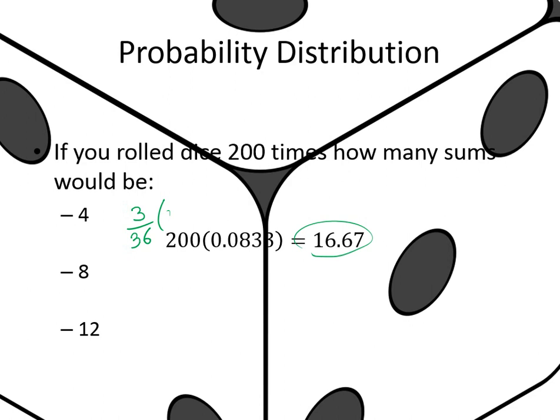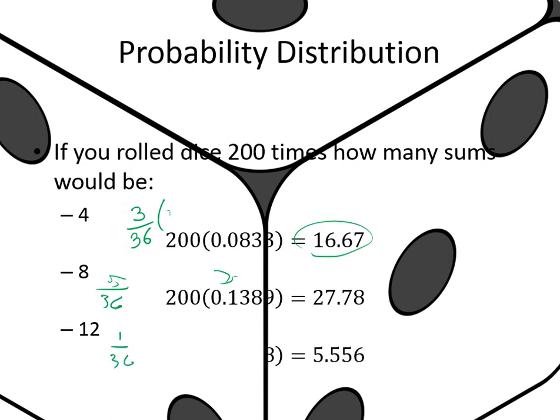So if it all works out perfectly, about 16, 17 times, it would roll a 4. Okay, theoretically. Again, this is theoretical. If it was an 8, we would use the probability of rolling an 8, which was about 5 over 36. And then 12 would be 1 over 36. And so you go 200 times 1 over 36. And as you see, an 8 would occur about 28 times, and a 12 would occur about 6 times, approximately, of course. And these are, again, what would happen if it was perfect.